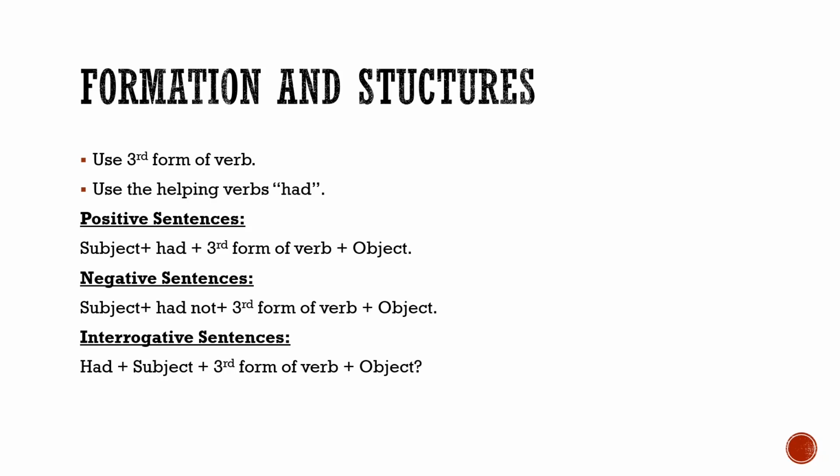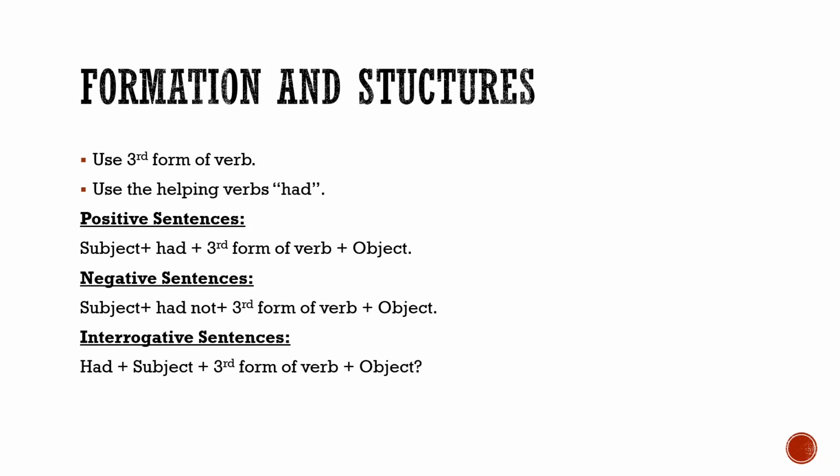In the interrogative sentences, you move the helping verb to the start of the sentence. All right. So had comes at the start of the sentence. Then you have the subject along with the third form of the verb and the object. All right. So just the helping verb is moved to the start of the sentence. So there is a little bit of a difference between the positive sentence and the interrogative sentence. And the important thing to remember in interrogative sentences is that you have a question mark at the end of the sentence that marks that this is an interrogative sentence. So you're asking some kind of question.